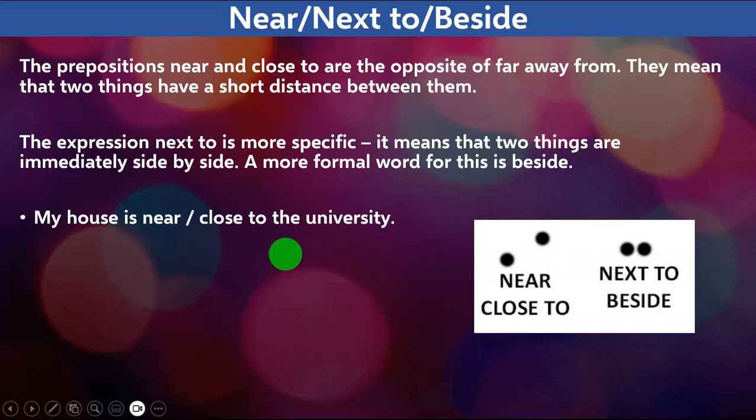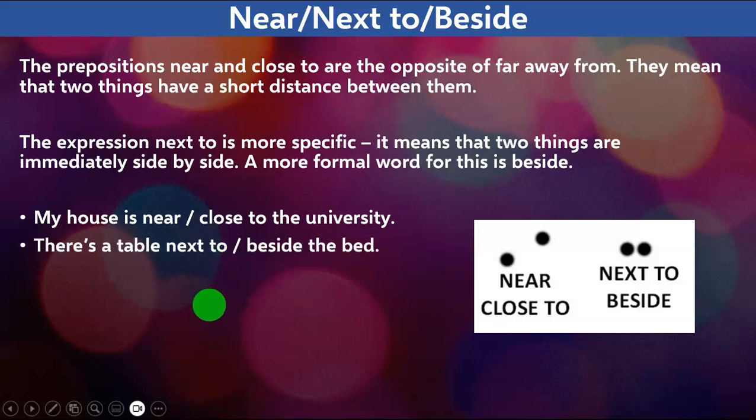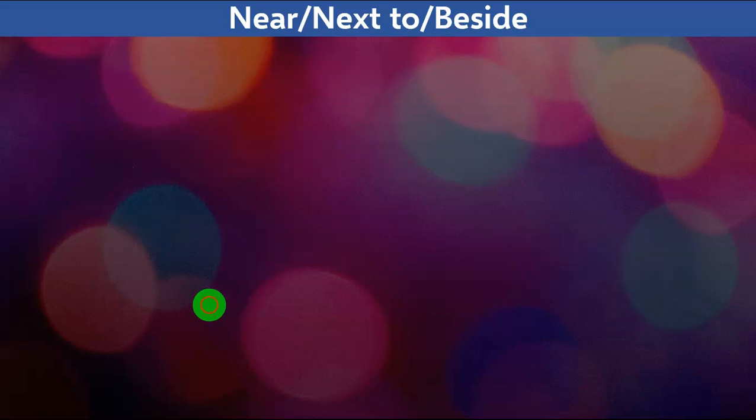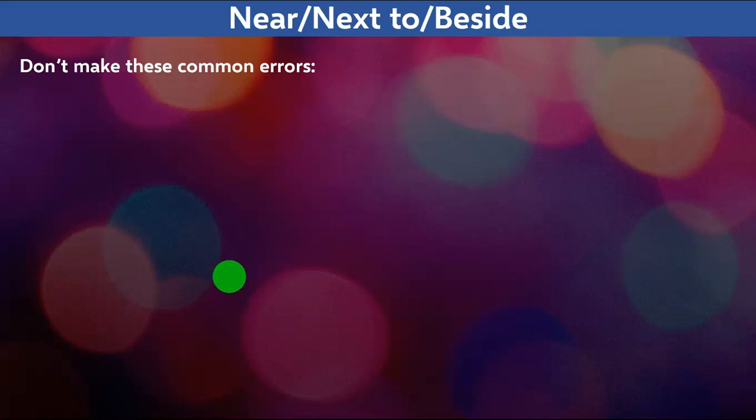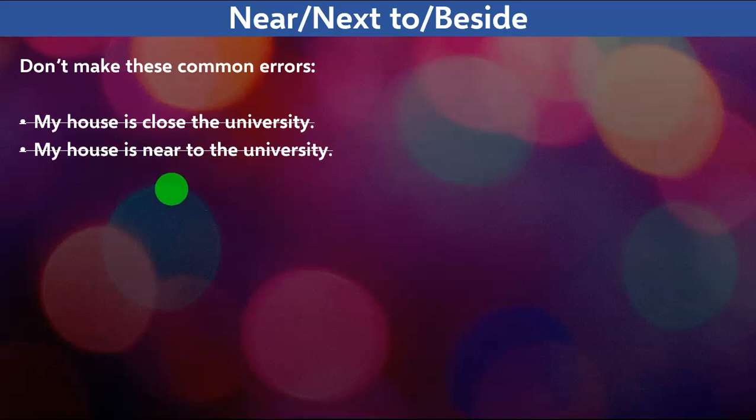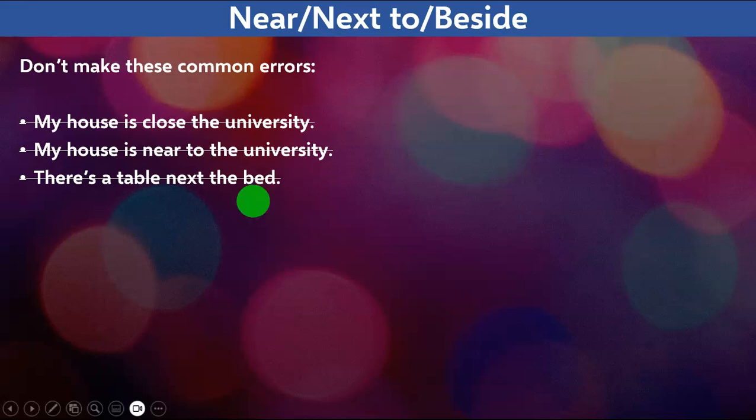My house is near or close to the university. My house is close to the university, or my house is near to the university. There's a table next to or beside the bed, right? Let's continue with near or next to. Don't make these common errors. My house is close to the university. No, that's a wrong sentence. My house is near to the university, right? No, that's also a wrong sentence. There is a table next to the bed. No, that's also a wrong sentence.